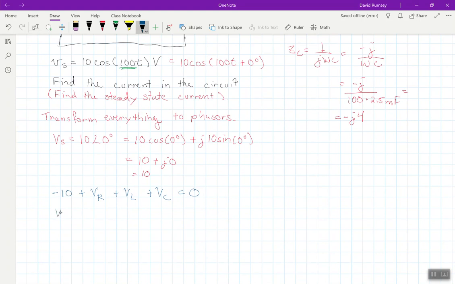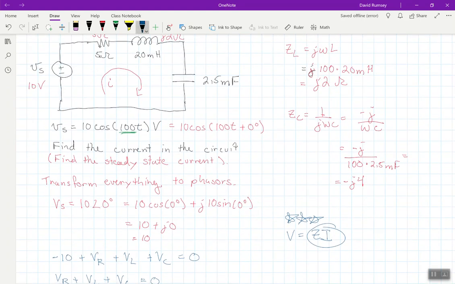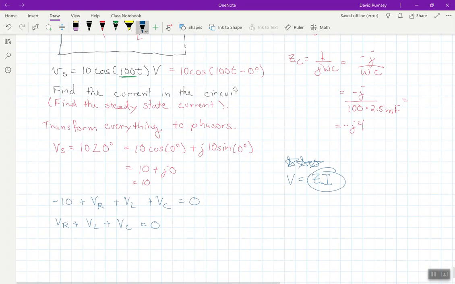Or we could say voltage across the resistor plus voltage across the inductor plus voltage across the capacitor is equal to 0. But again, here's the key thing. With steady state analysis, voltage is equal to impedance times current no matter what the circuit element is. It does not matter whether it's a resistor, capacitor, or an inductor. And clearly the same current is going through everything.